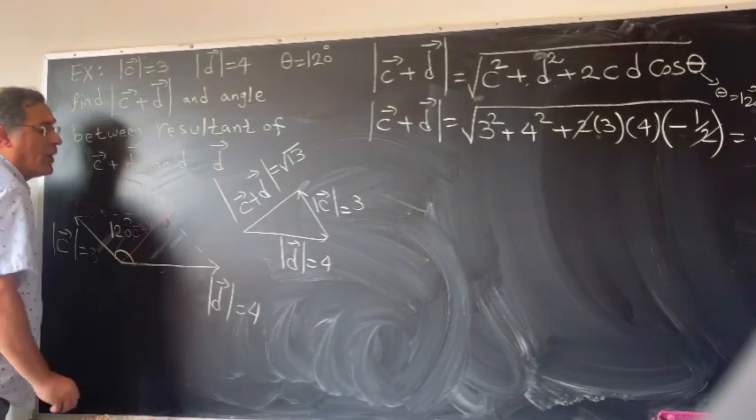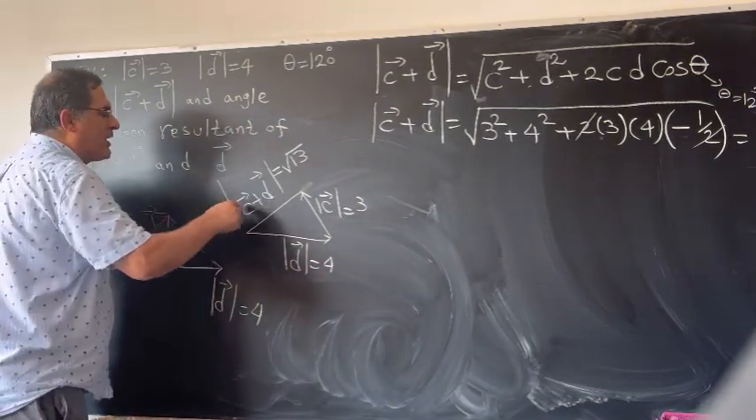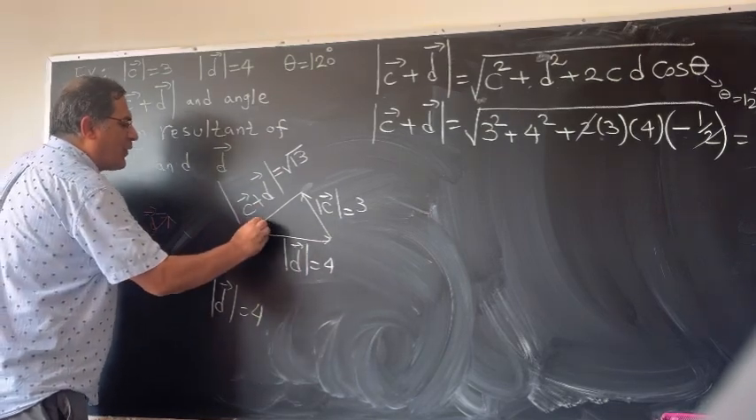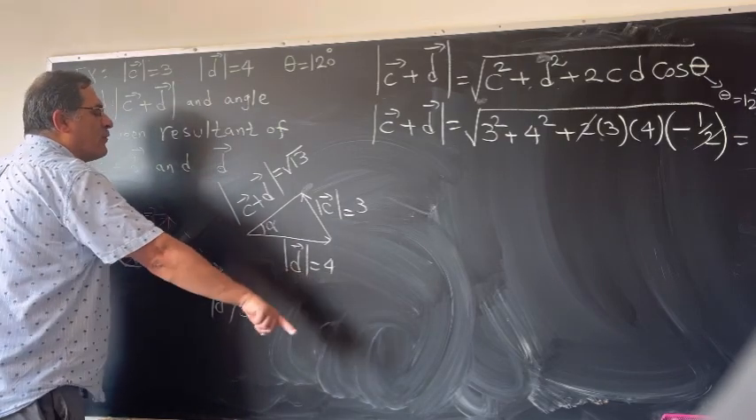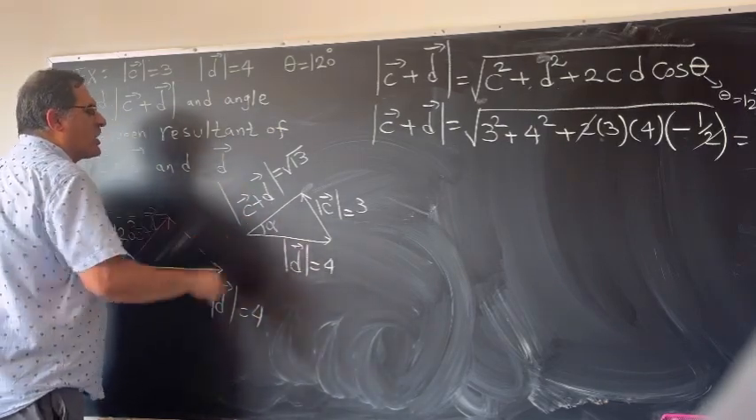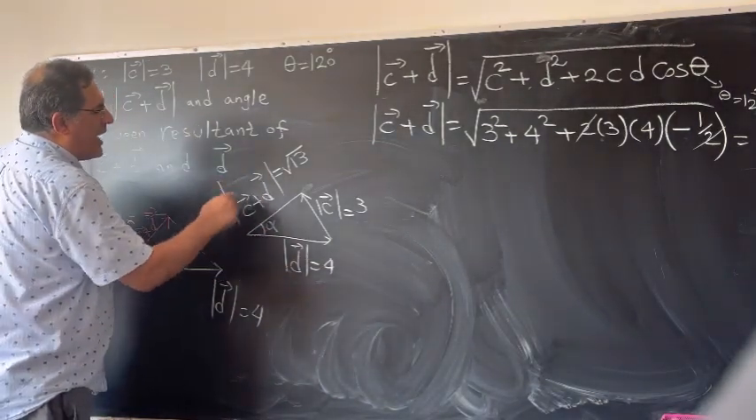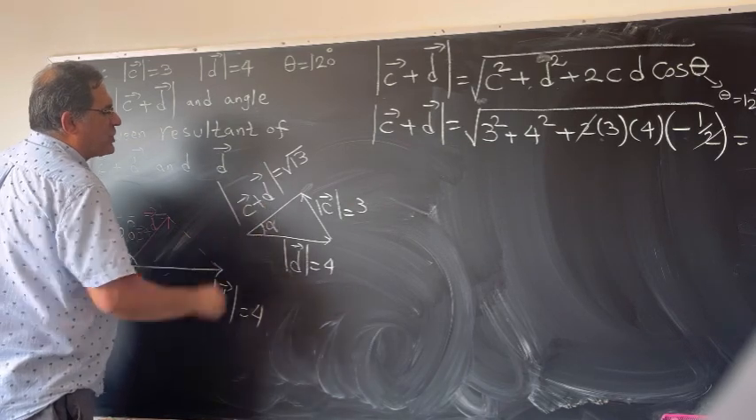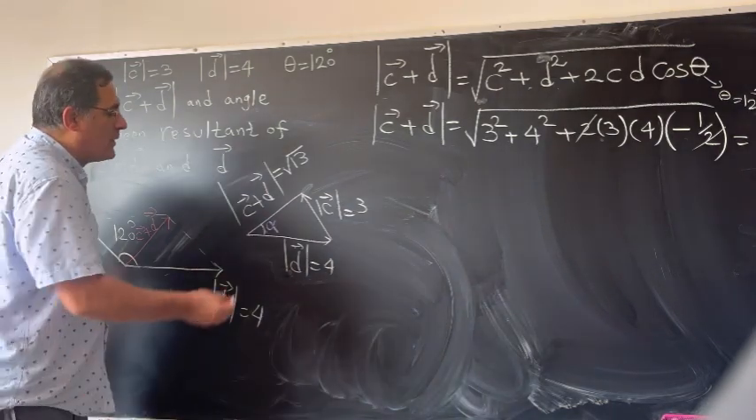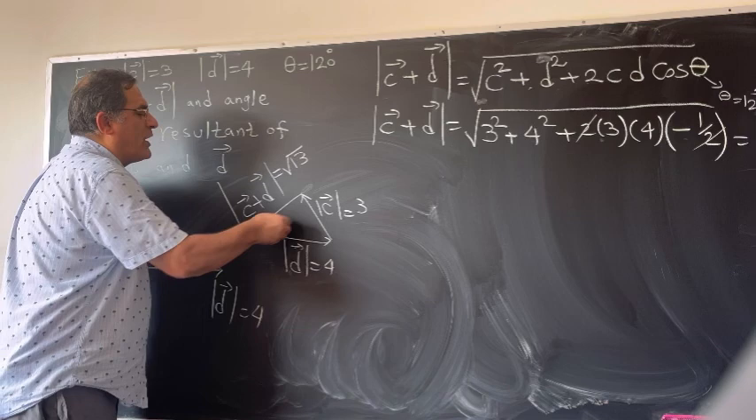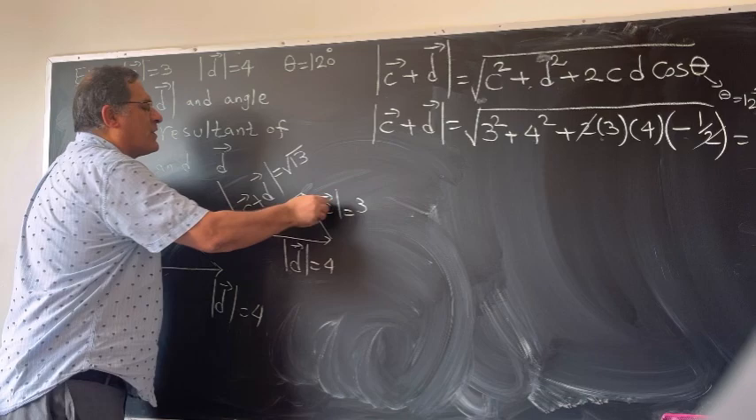The question asks how much is the angle between vector D and the resultant vector C plus D. Here you want to find alpha, the angle between vector D, one of the vectors, and the addition of the two vectors. You have to use the cosine law, because angle alpha is opposite side C.